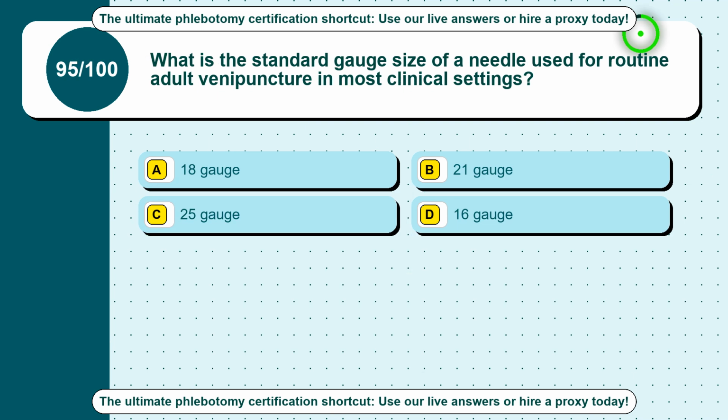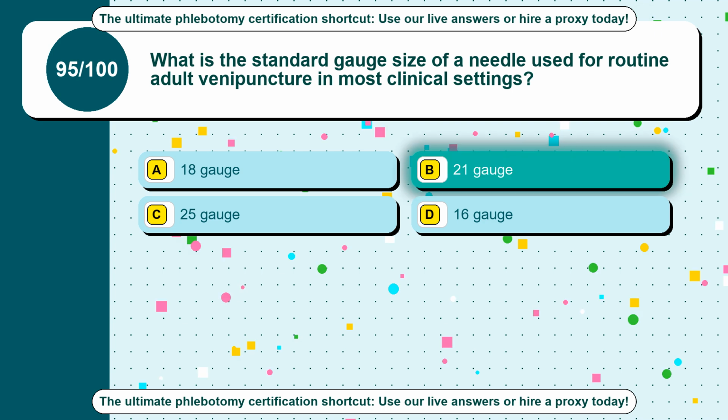Question 95. What is the standard gauge size of a needle used for routine adult venipuncture in most clinical settings? Option A, 18 gauge. Option B, 21 gauge. Option C, 25 gauge. Option D, 16 gauge. The correct answer is option B, 21 gauge.